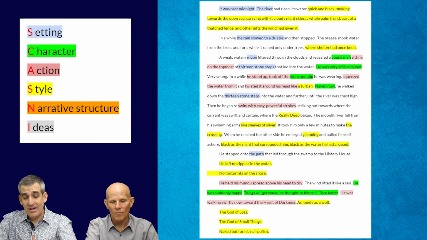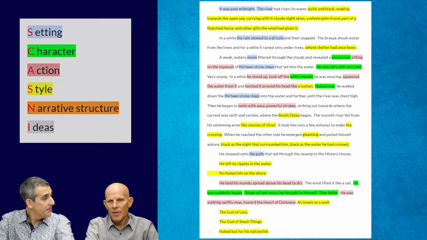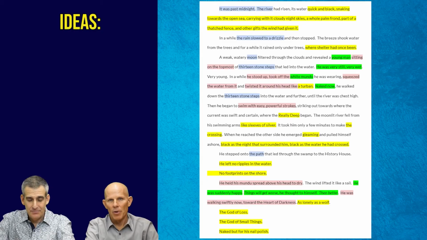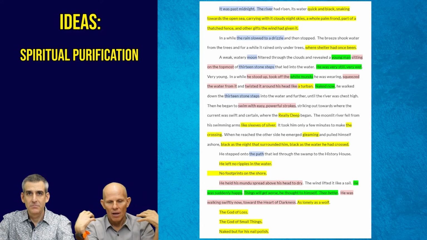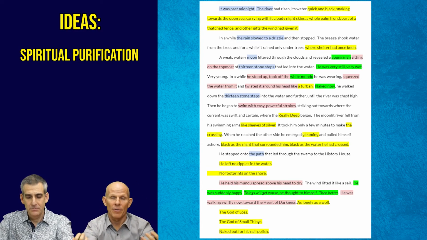Okay, so we've done a lot of work here. What's a big idea you see in this passage? Because ultimately, that's what we need to communicate. What are the ideas? Yeah, I think one idea is this sort of idea of spiritual purification. We see the 13 steps going down the steps. We see the turban. We see, again, him being a godlike figure at the end. So this idea of going into the river and purifying himself would be something I might want to talk about.